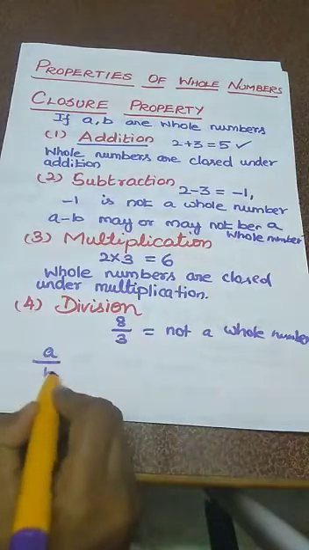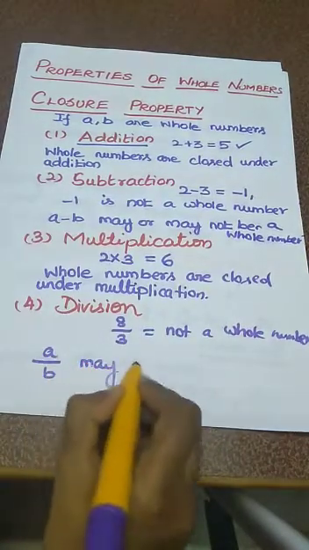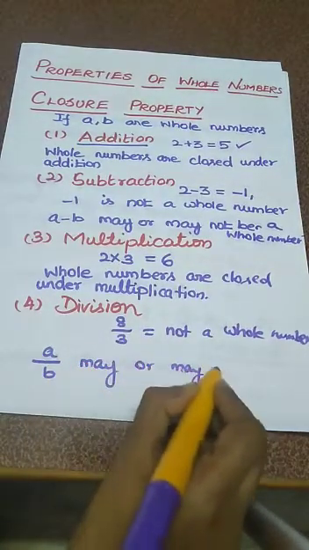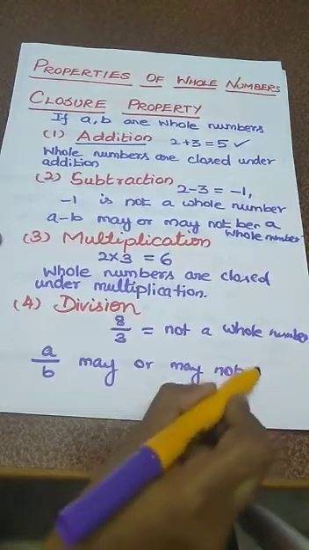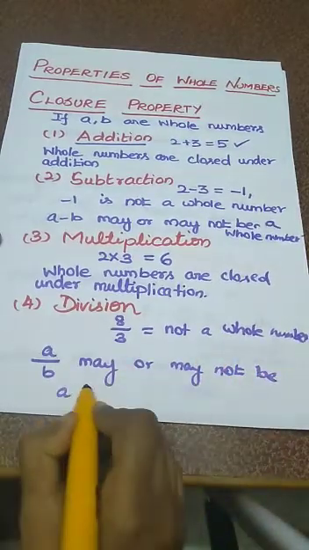So A divided by B may or may not be a whole number. It is possible for some values, not possible for some values. Okay.